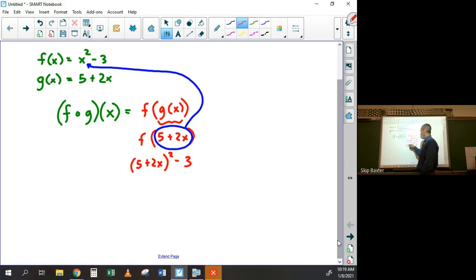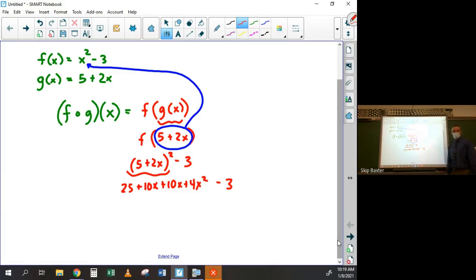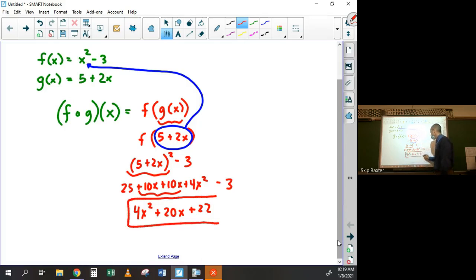So let's FOIL this out. This would be 25 plus 10x plus 10x plus 4x squared, minus 3. That's what I get when I FOIL this. So the way I think Delta Math expects you to write this would be in descending order of exponents, with all the like terms combined. So I got 4x squared, combine these, you get plus 20x, and then combine the constants, you get plus 22. I think that's what they expect you to write.